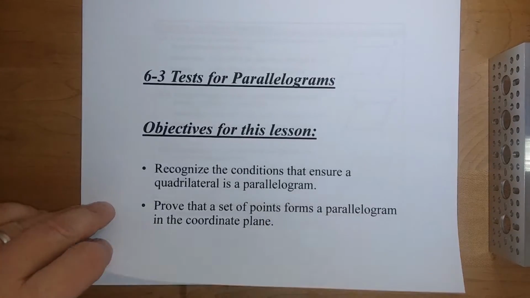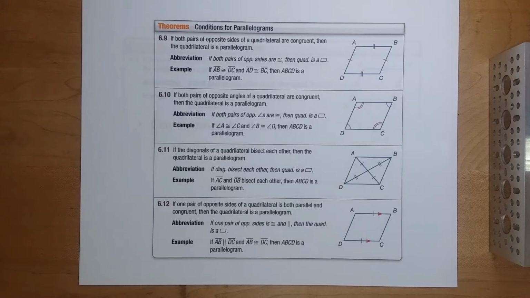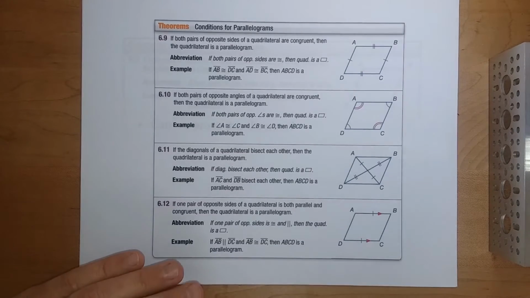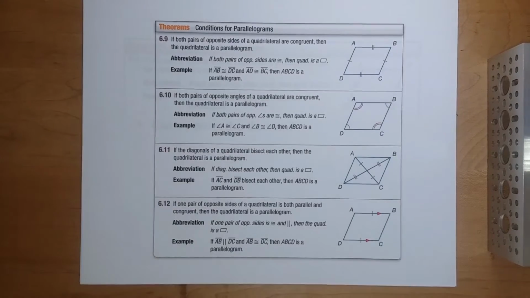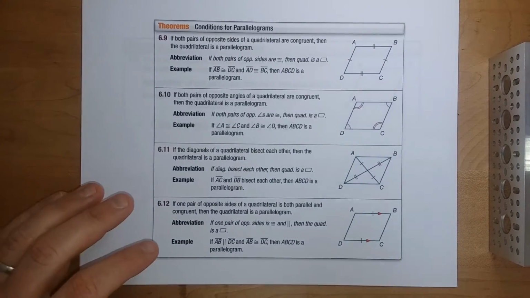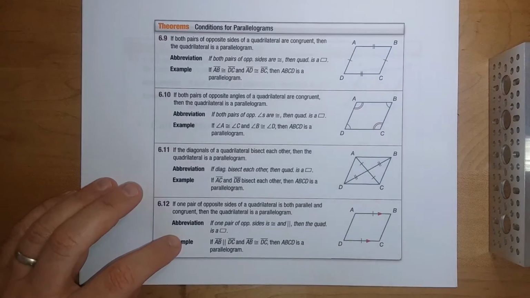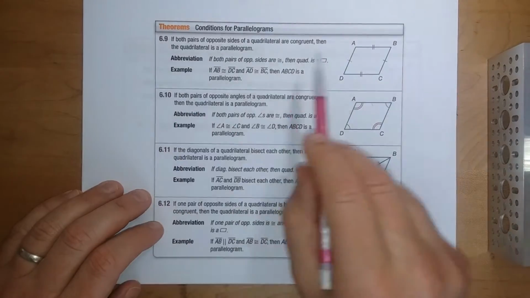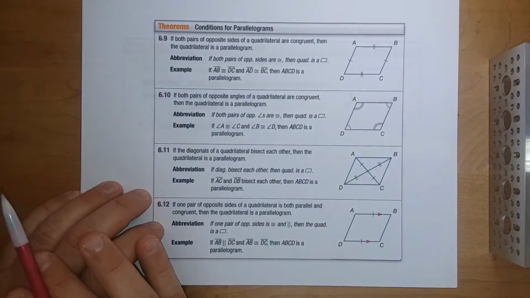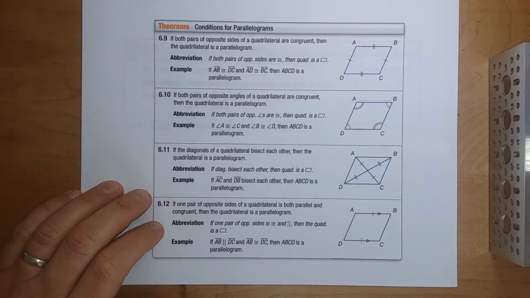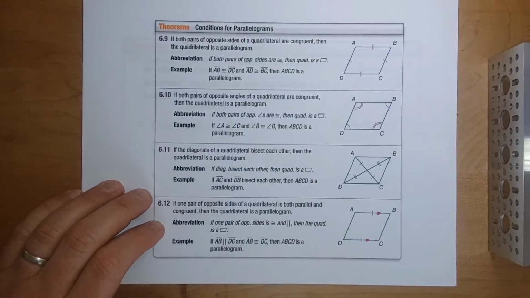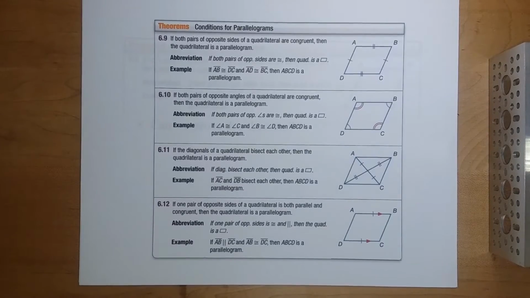So let's start out with some of our conditions for parallelograms. These you might recognize from our last lesson. These are basically the converse of the properties of parallelograms that we talked about in 6-2. If both pairs of opposite sides of a quadrilateral are congruent, that quadrilateral must be a parallelogram. If we have this condition, it must be a parallelogram.